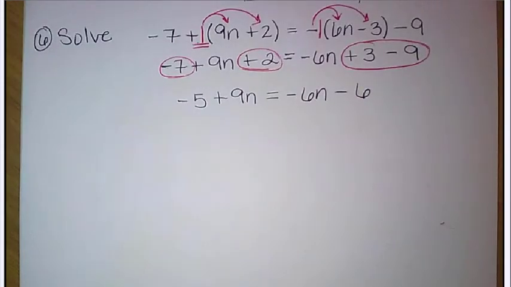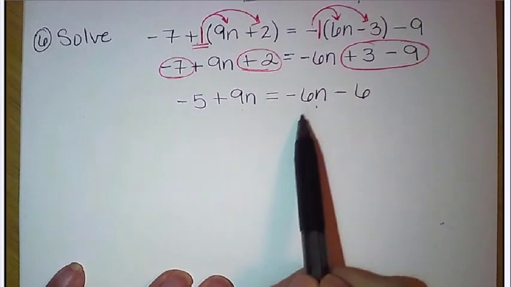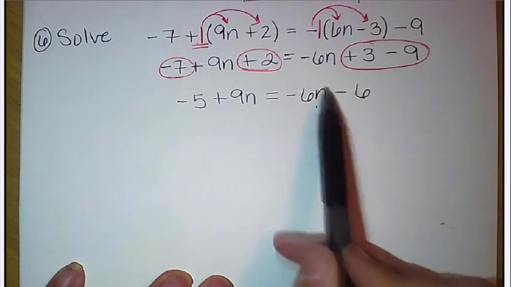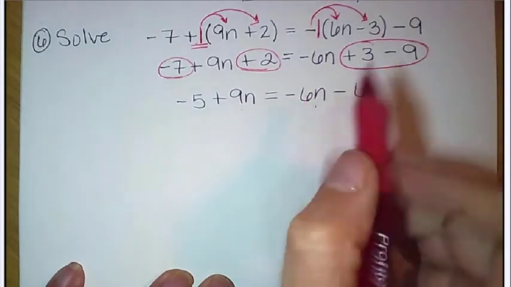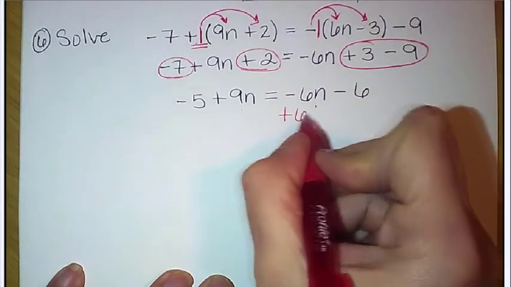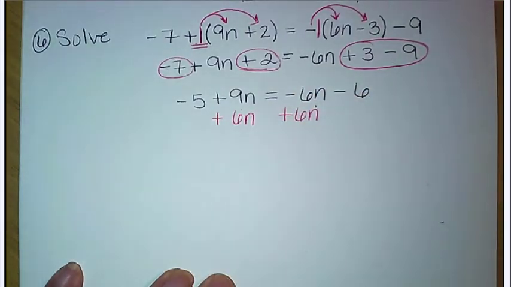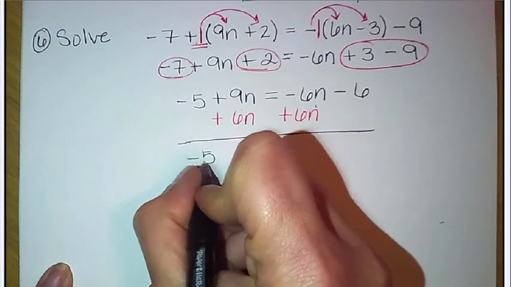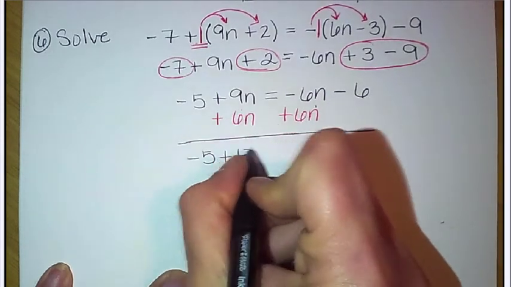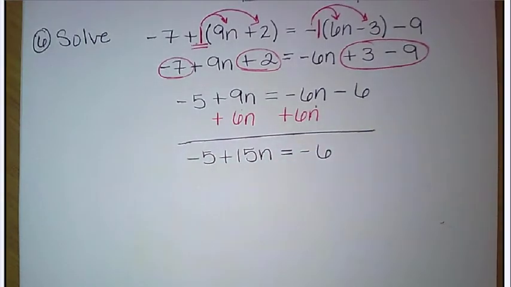Okay, so we're getting there. We're only a few more steps left. We want to move our n's to the same side. Again, if we want to continue doing what we're doing, we can take this n and move him over here to the left-hand side. Since he's a negative 6n, we're going to add 6n to both sides, making sure to line everything up nice and pretty. So we're going to have negative 5 plus 15n equals negative 6.